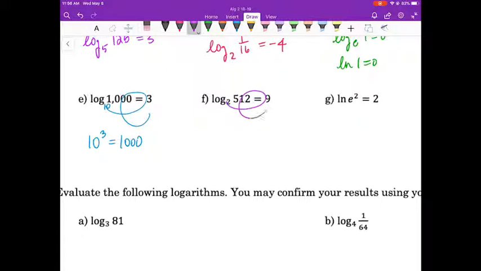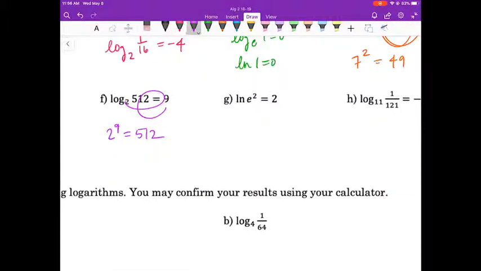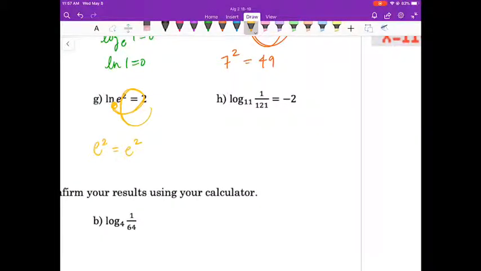Now we have a log, we want to end with an exponent, so we have 2 to the 9th equals 512. Now in G, it's a little bit tricky because they did not give us the base of the log, even though we know it to be E. And when we draw in our E, we have E to the second equals E to the second. To us, that seems strange to write because it's redundant, but it's true. And all we were asked to do is rewrite it, so that's what we will do. And lastly, we have a log, so we want to end with an exponent. 11 to the -2nd is 1 over 121.